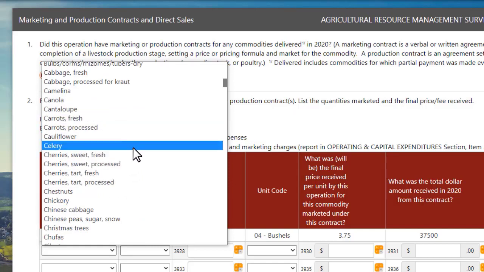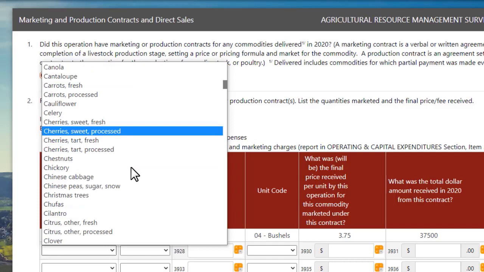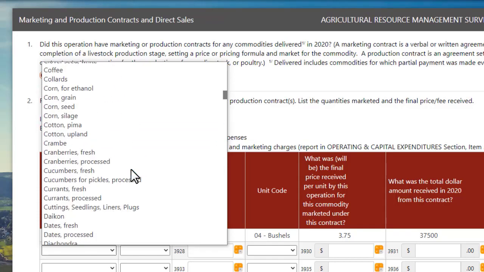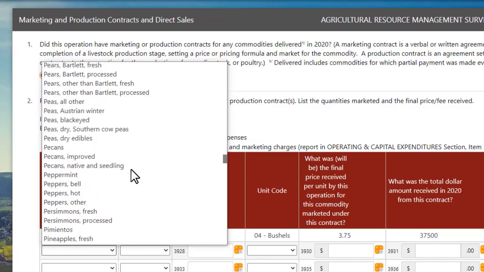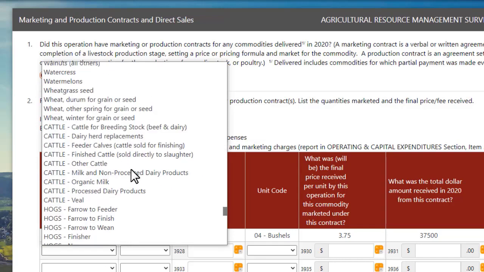However, all livestock and livestock products are grouped below all the crops. So to find milk in CAPI, you will need to scroll down past all the crops, past winter wheat in the W's, before you seek the cattle and dairy products. If you don't see what you're looking for, you may need to scroll down further.